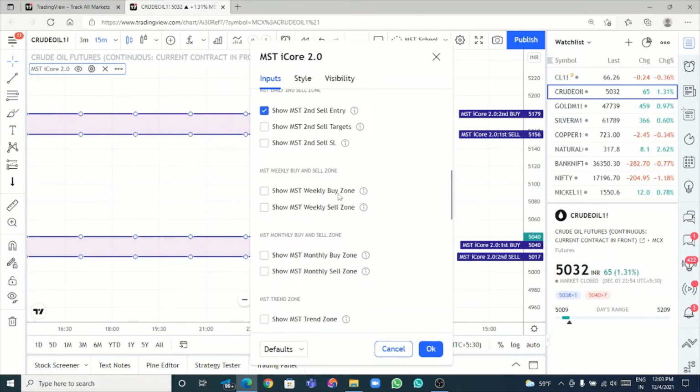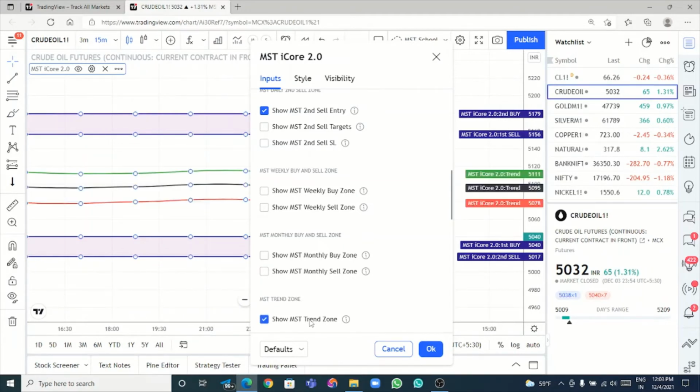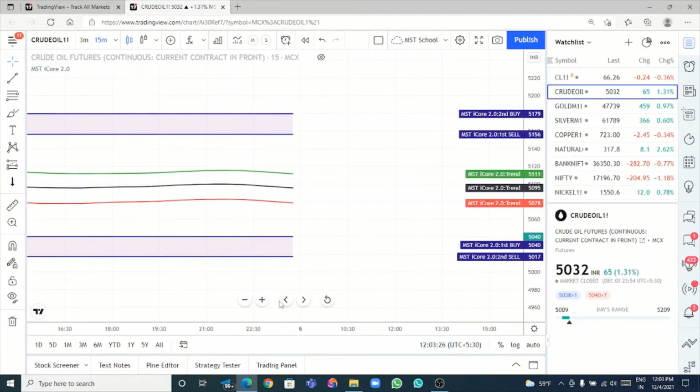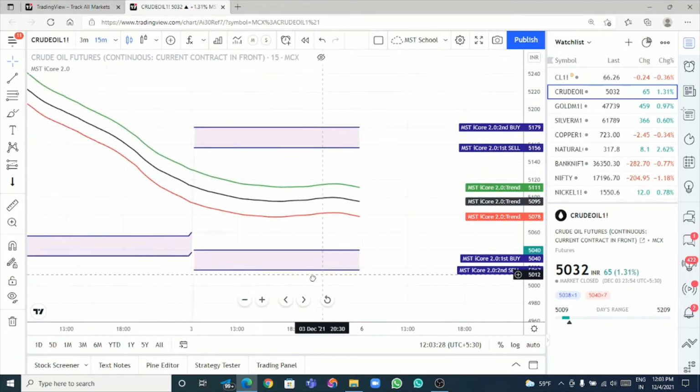So at the same time you can enable weekly buy zone, monthly buy zone, weekly sell zone and monthly sell zone. We have given trend zone also. So this will show you the trend of the market.